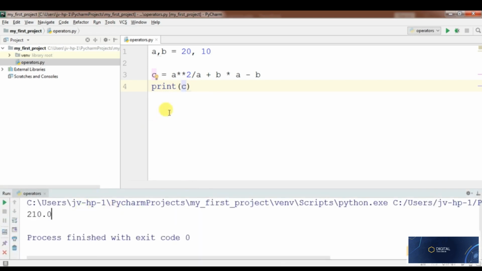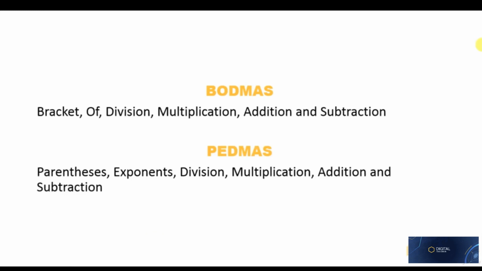So this is operator precedence. In schools, we have learned how these operators work. Right? There is a formula, so I'll show you. If you remember, we have discussed in school that we learned about these things: bracket, of, division, multiplication, addition, subtraction, BODMAS, right? And so this is in a particular order.